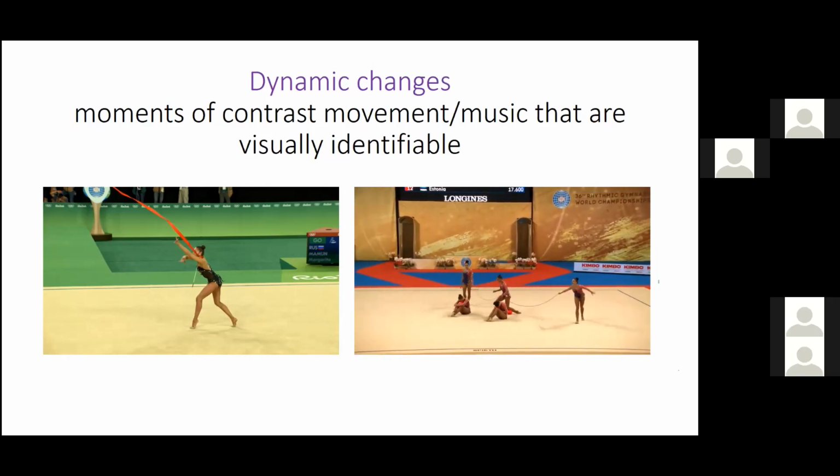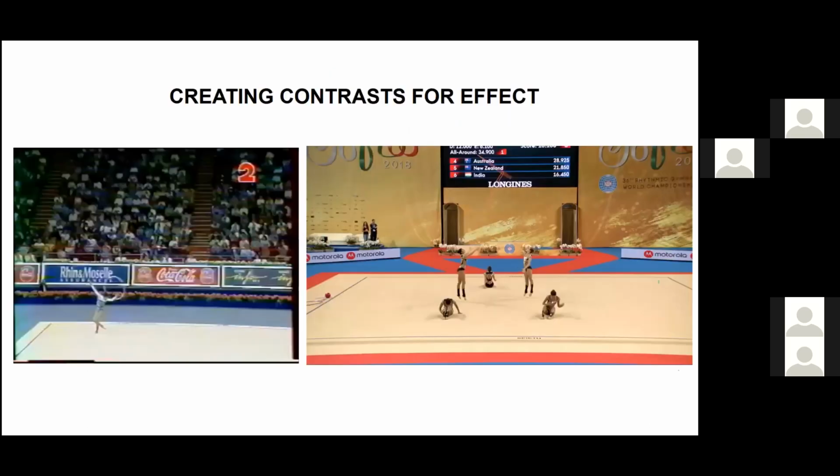So it is visible when the music changes, the intensity of the gymnast has to change and not to be monotone in all the exercise, the same level. We need to create contrast for the effect. We need to have contrasts. So this is an example, old one, but we still remember it.